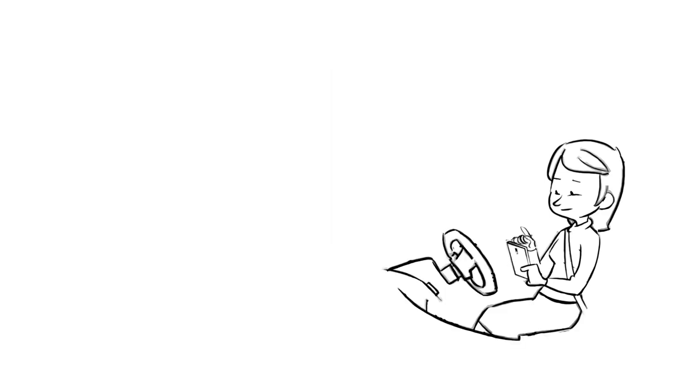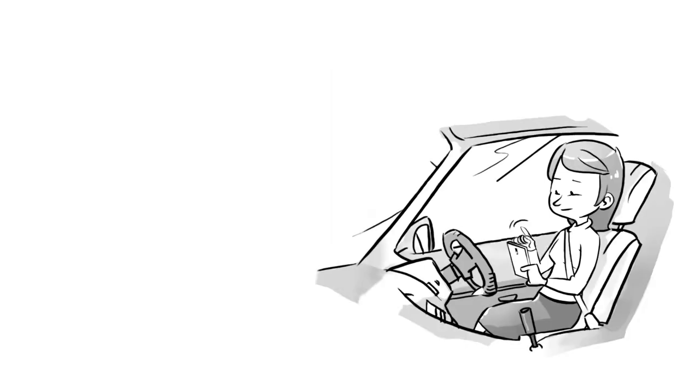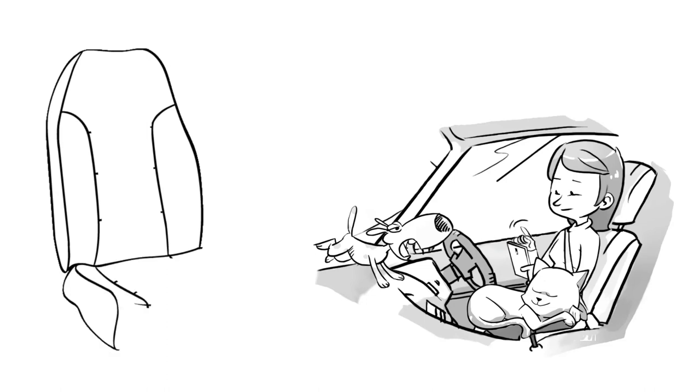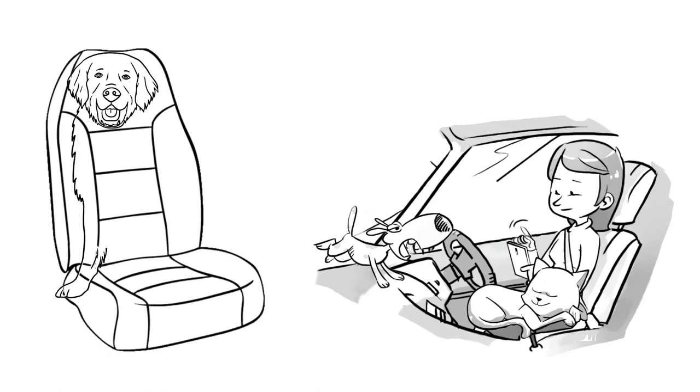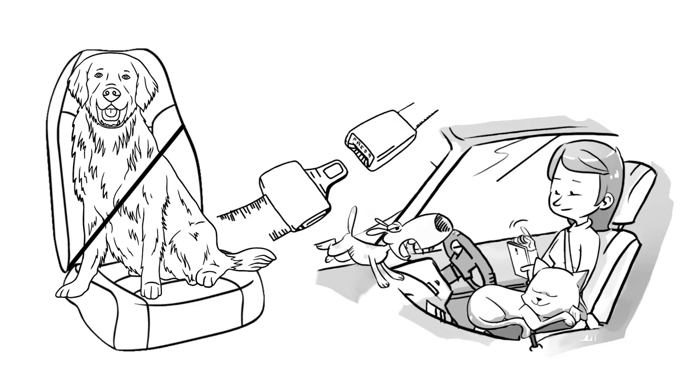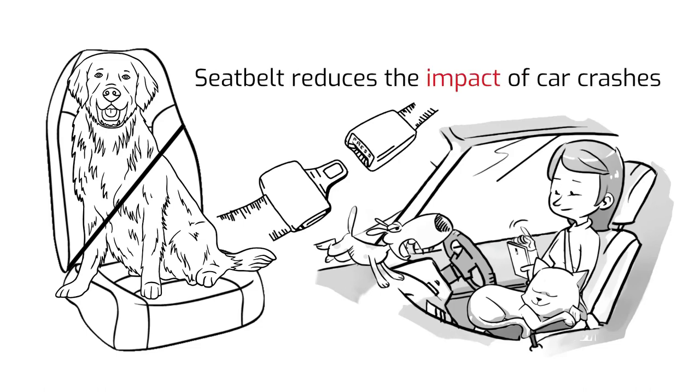Distracted driving is one of the common causes of vehicular accidents. Keeping your pet on your lap can cause distraction when driving. Unrestrained dogs and cats pose a risk for injuries and accidents. The use of a safety vest harness is an emerging trend as it provides safety and comfort to pets. Attaching a strap to the seat belt system provides safety in case of an accident. Remember, a seatbelt reduces the impact of car crashes.